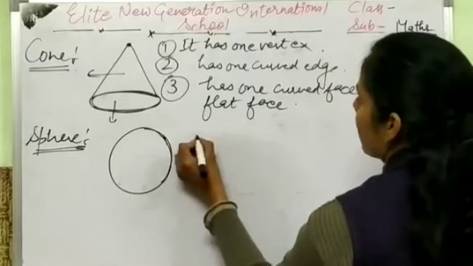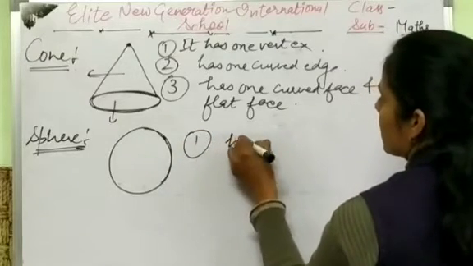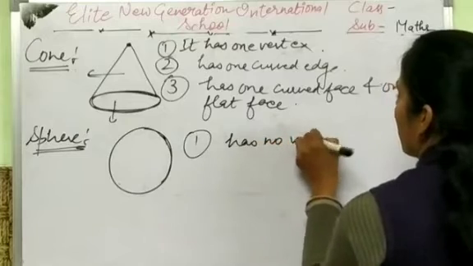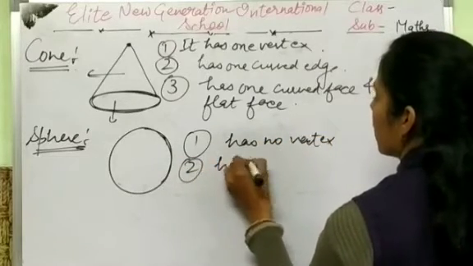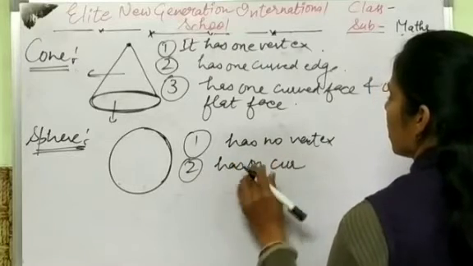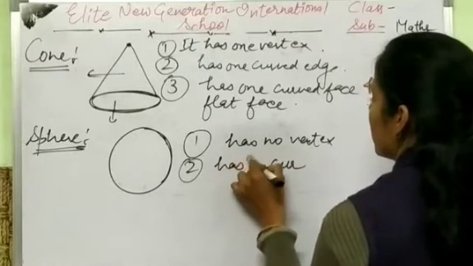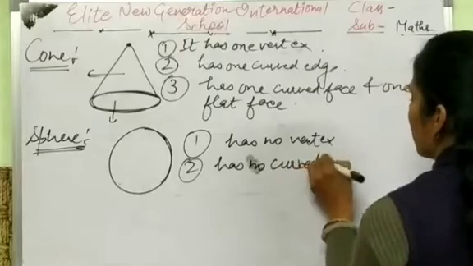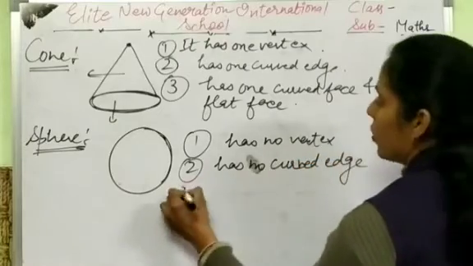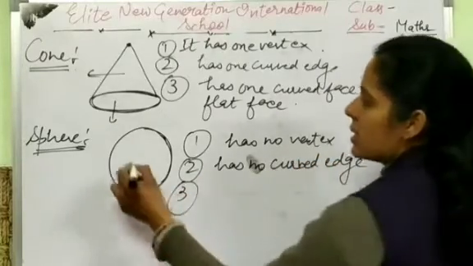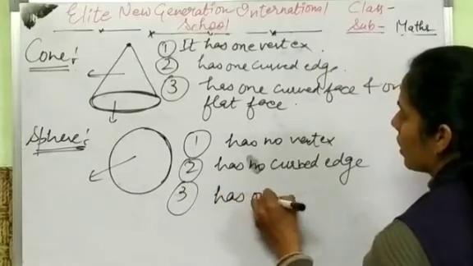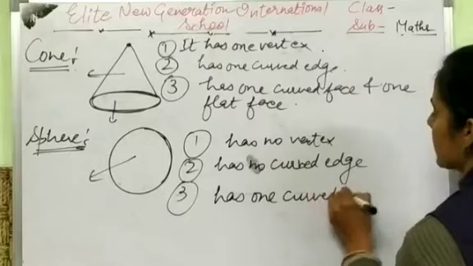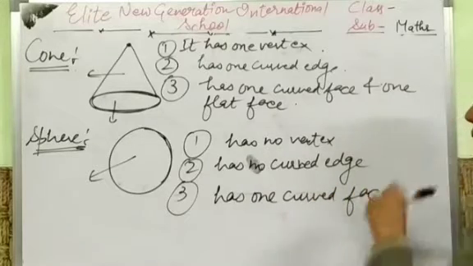So the first point is it has no vertex, and a sphere has no curved edge. And the third point, it has only 1 face. This is a curved face. So it has one curved face.